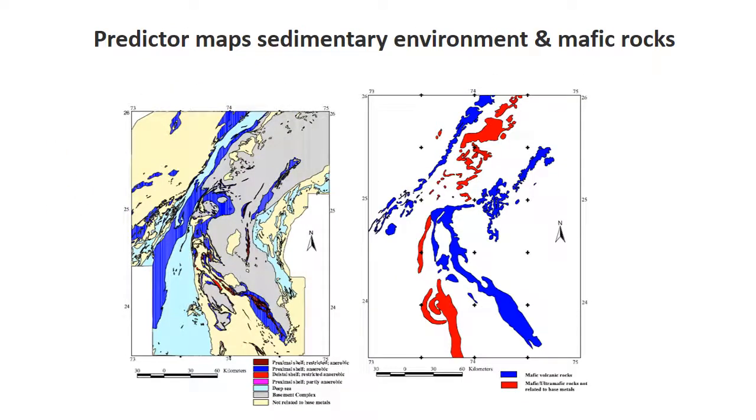Here are the predictor maps for the sedimentary environment, and in particular, we're looking at distance of coastline, for example, proximal shelf, distal shelf, deep water, etc. On the right-hand side, we have the mafic versus ultramafic rocks, and so they're also indicative of base metal deposits.